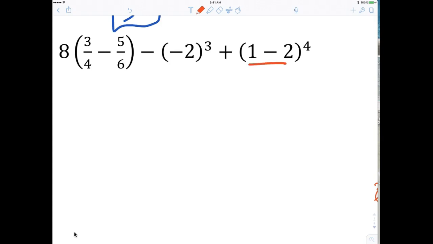So this over here, what's 1 minus 2? And then negative 1 to the 4th power. Negative 1 times negative 1 times negative 1 times negative 1 is 1. So this would be a plus 1 here. Is everybody happy with that explanation?